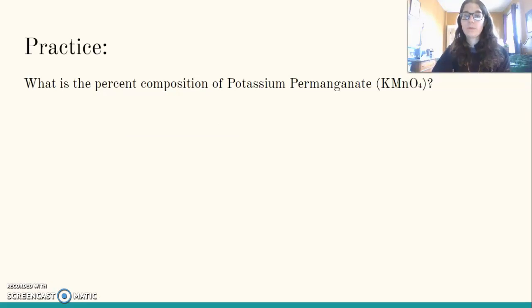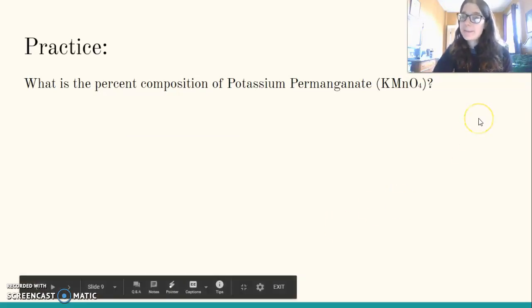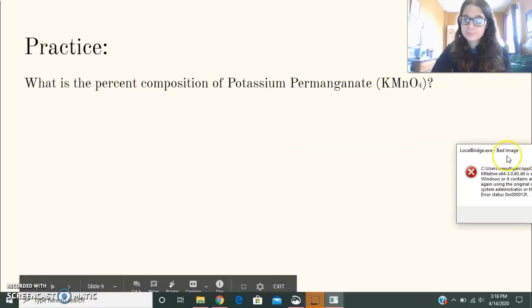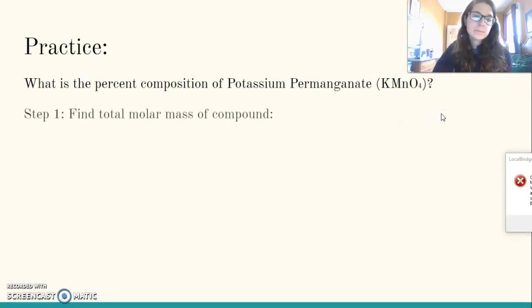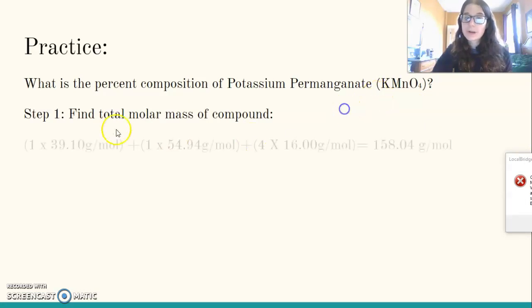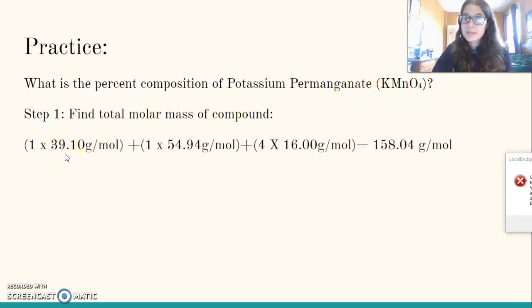Another practice problem: we want to know the percent composition of potassium permanganate, which is KMnO4. So it's very similar to the last problem. First step, we want to find the molar mass of the compound. Here we're going to have 1 times the molar mass of potassium plus 1 times the molar mass of manganese, and then plus 4 times the molar mass of oxygen, again because we have that lower 4 subscript. So our total molar mass for this compound is 158.04 grams per mole.